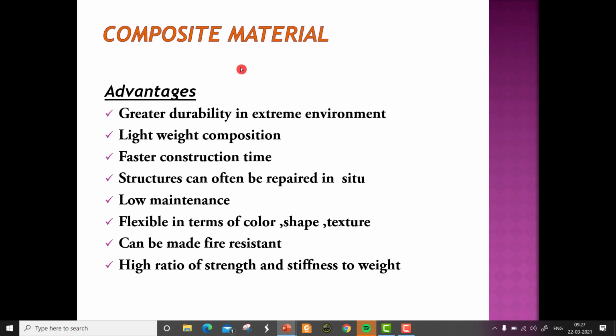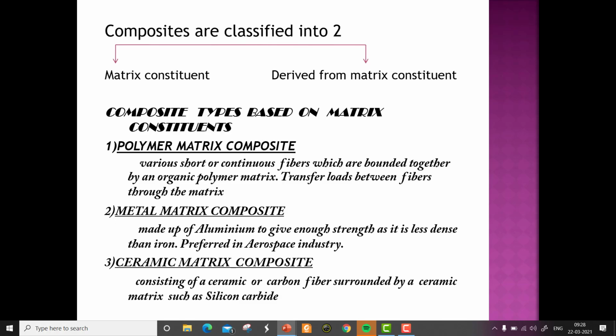So what is the advantage of a composite material? We already learned it's a combination of two or more materials. The advantages: it has greater durability in extreme environments. It is a lightweight composition, with faster construction time. The structures can be repaired in situ, with low maintenance. It is flexible in terms of color, shape, and texture. It can be made fire resistant, and there is a high ratio of strength and stiffness to weight.